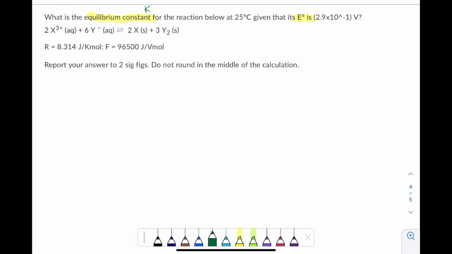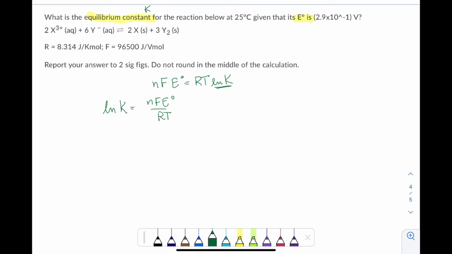This is the way I remember it. nF E naught is equal to RT natural log of K. That's the way I've got it memorized. You might start with a different path, but eventually we do have to solve for the equilibrium constant, so I'm going to rearrange this. I'm going to first solve for the log of K, and that will be divide both sides by RT, so nF E naught over RT.